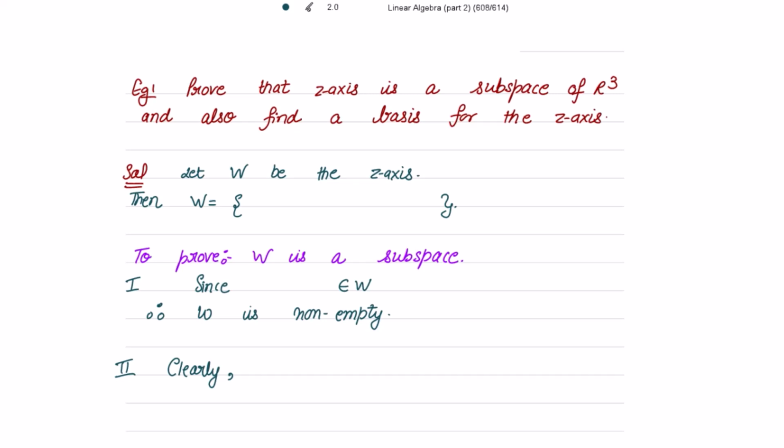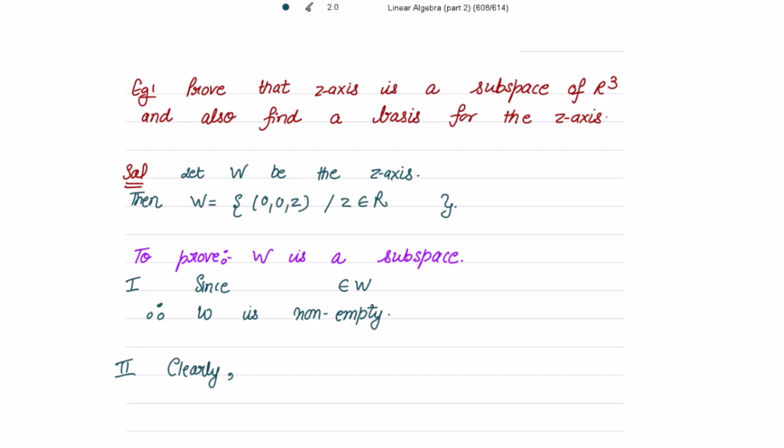So what kind of element is present in W? Having only the z element, so it is (0, 0, z), right? And where z belongs to the real numbers. So only the z-axis is there, and the coordinates of x and y are 0, 0 here.